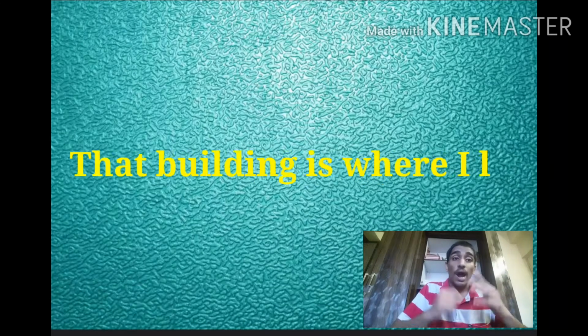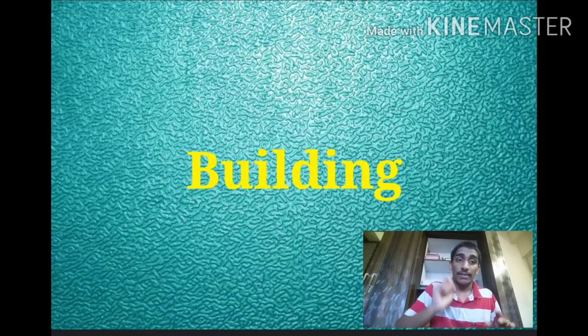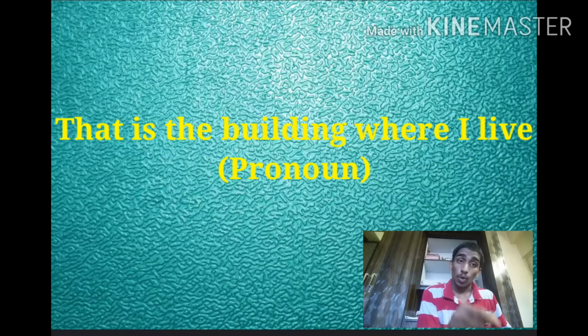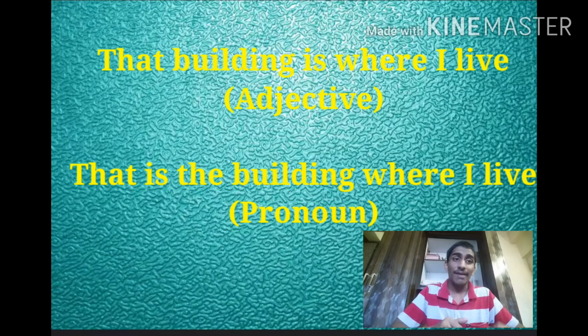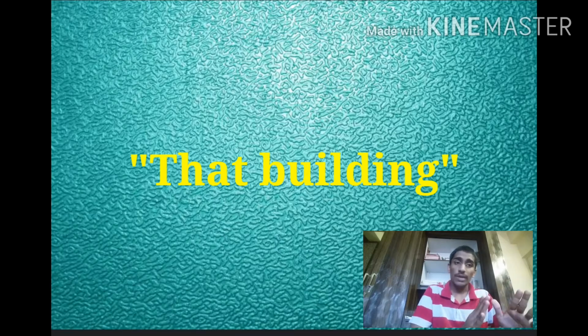That building is where I live. What is the thing I'm pointing at? Building. If I say 'that is the building where I live', the 'is' is in the middle, so it becomes a pronoun. But here there is nothing in the middle. I'm directly saying 'that building is where I live'. The thing I'm pointing at comes next, so it is an adjective. And what is the adjective? Demonstrative adjective. Look at the last example of demonstrative adjective.